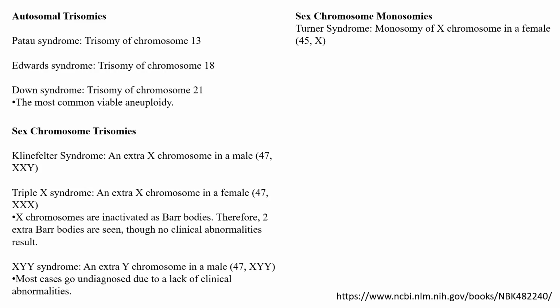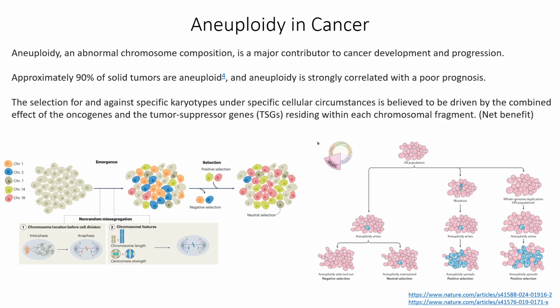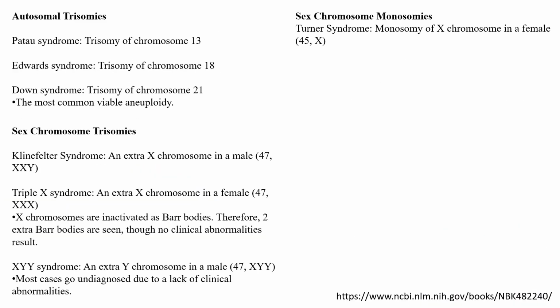And finally, another example of a sex chromosome monosomy, and this is one of the only viable sex chromosome monosomies, or viable monosomies altogether, I think, which is Turner syndrome, where you have a monosomy of the X chromosome in a female. So you have just one X chromosome. So no Barr bodies will be seen in this case. Okay. So those were the different types of cases of aneuploidy and polyploidy and all that.